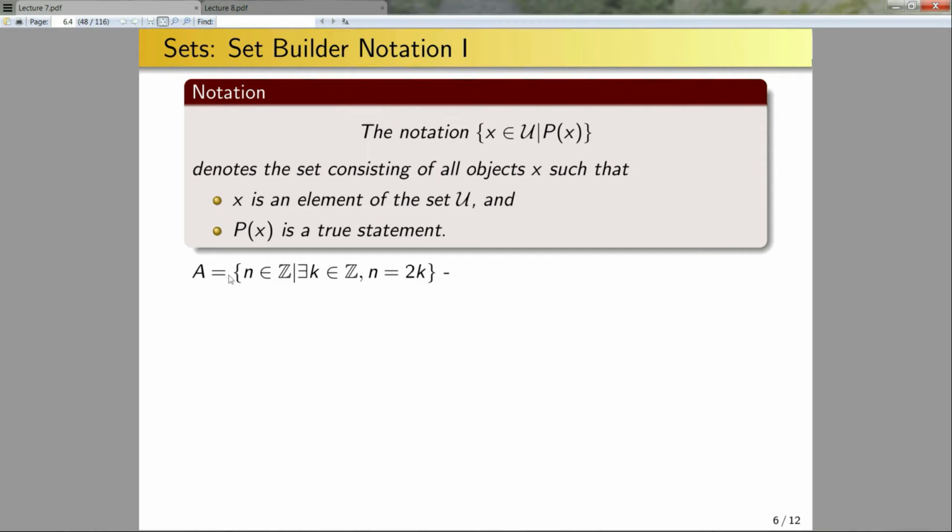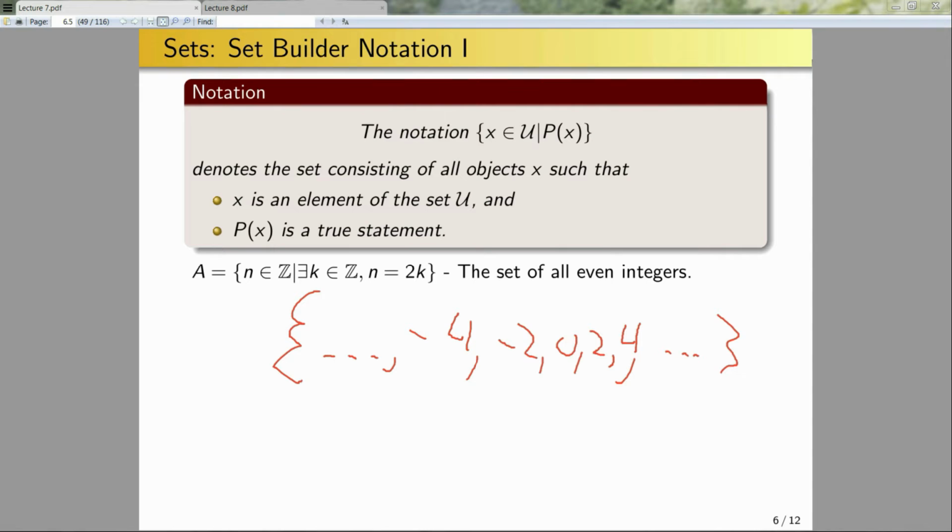Okay, so unpacking this definition, this is the set of integers such that the integer is equal to 2 times another integer. Well, that's simply the set of even integers. So instead of writing A is equal to, say, {..., -4, -2, 0, 2, 4, ...} like this, I can instead simply use this nice shorter notation here.